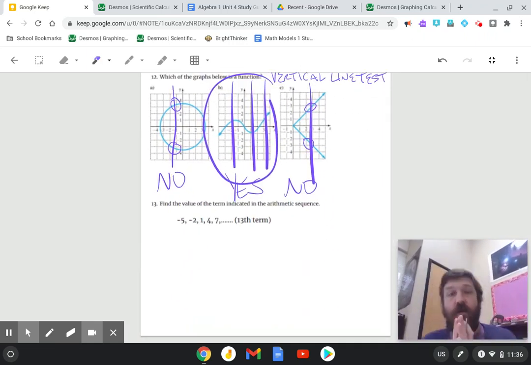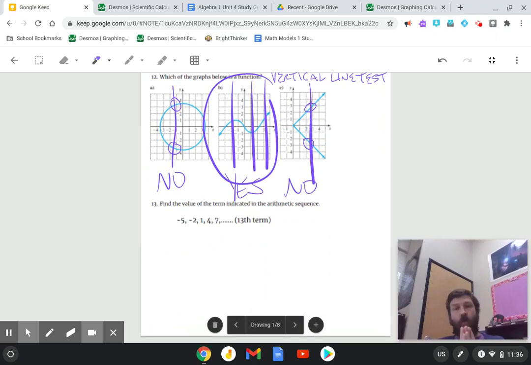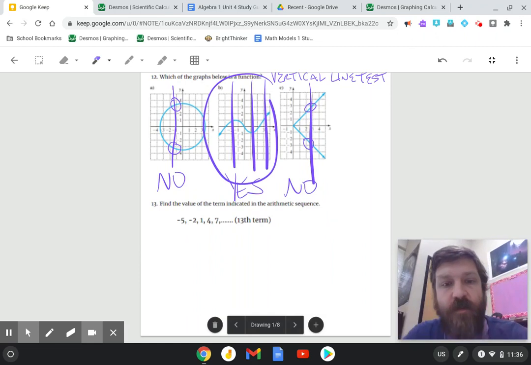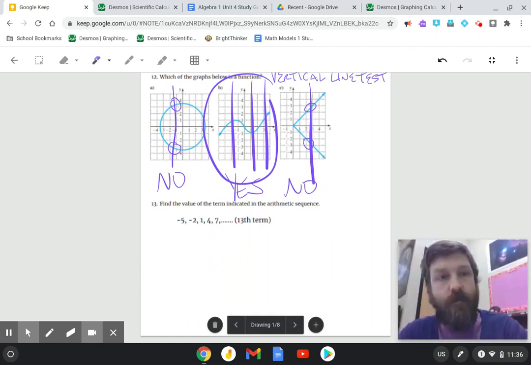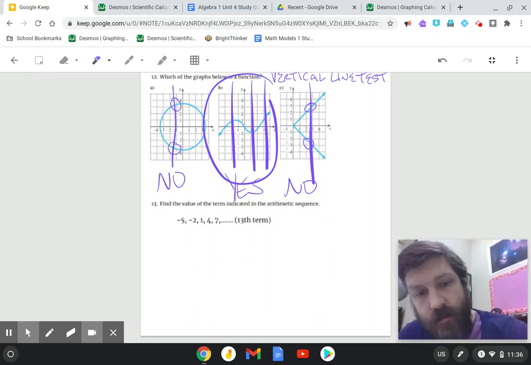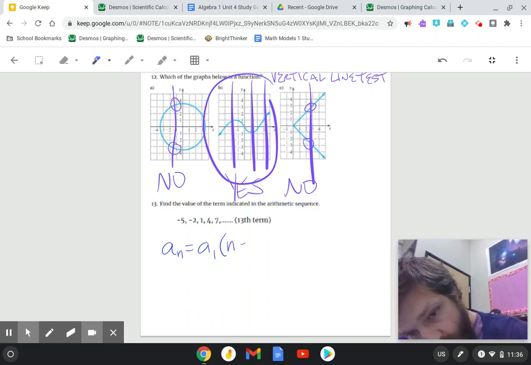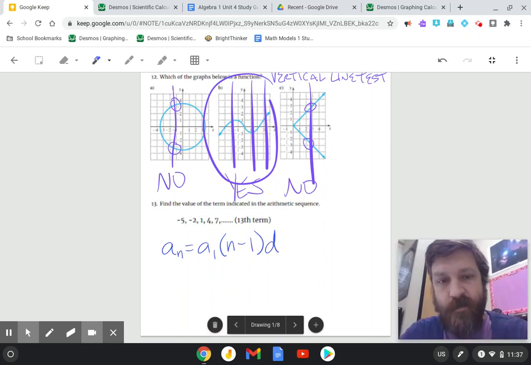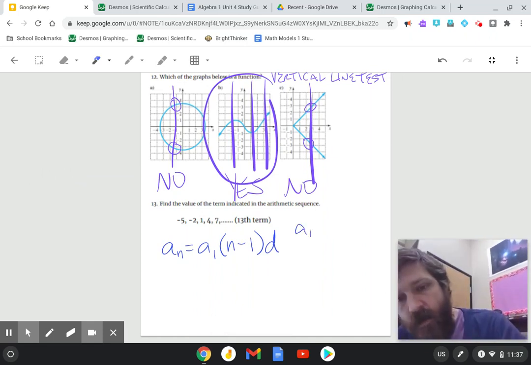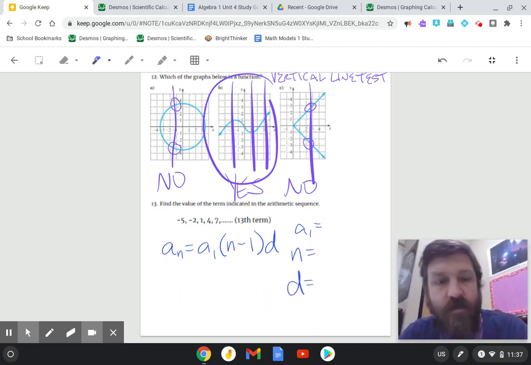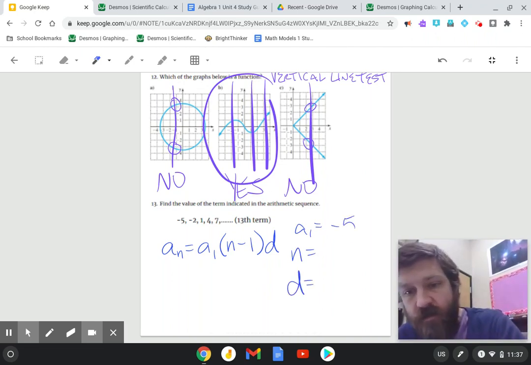That's pretty much it. So vertical line test says it can only cross one time for it to be a function. Then we have find the value of the term indicated in the arithmetic sequence. Real quick, arithmetic sequence formulas look like this. AN equals A1 times N minus 1 times D. And here, A1 is the first term, N is the number of terms, and D is what we call the difference. So the first term here is -5.